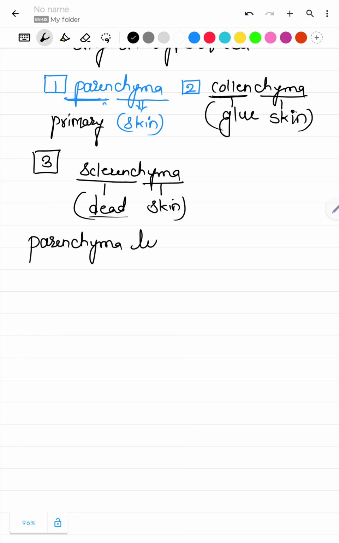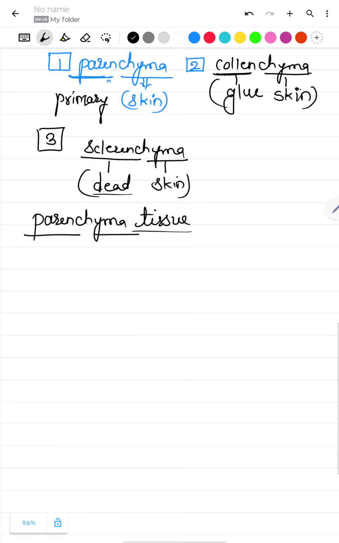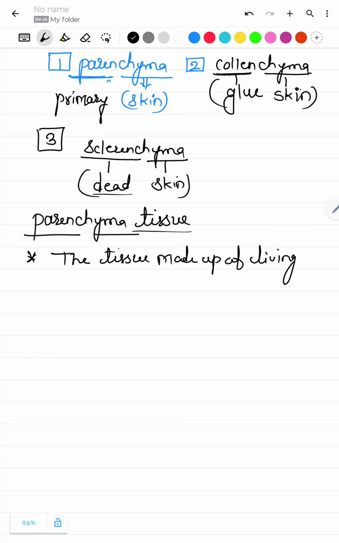Parenchyma tissue. What is the meaning of paren? Primary skin tissue. This parenchyma tissue is made up of all living cells. What is the first character of the parenchyma tissue? All cells are living cells. The tissue is made up of living cells.